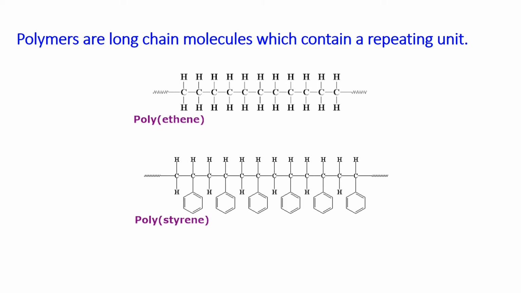You can see in this long chain molecule, it's left open at both ends, because what we're showing here is just a section of a long chain molecule. This could be thousands and thousands of monomers added together. The bottom one here, polystyrene, you can see this section has just been repeated. So this is the repeating unit. It's been repeated many, many times.